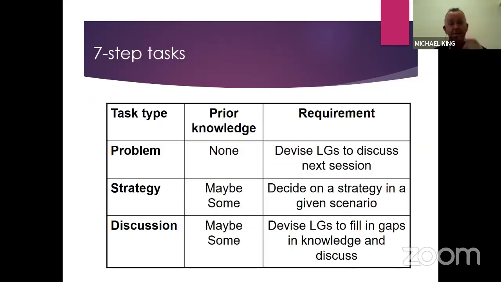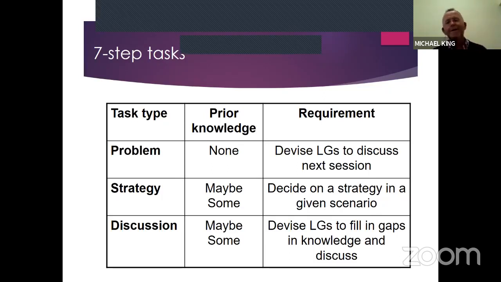So 7-step tasks are split into 3 types. I'm going to start from the bottom. You could just have a text which leads into a discussion. And so the students will follow the same 7 steps, but it will lead to a discussion on a particular topic based on what they find outside.